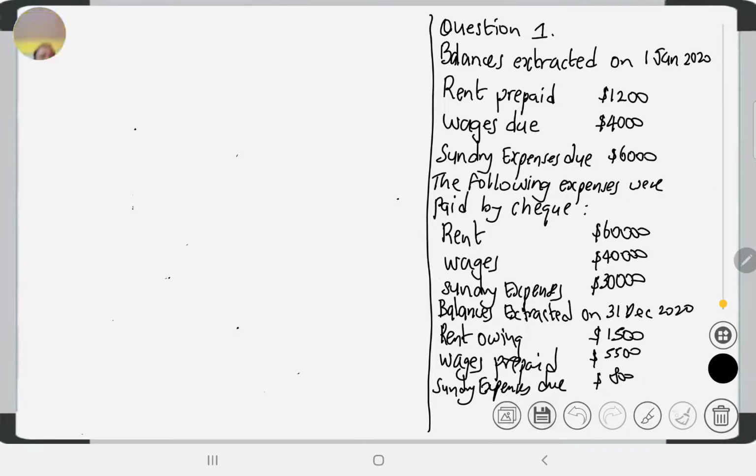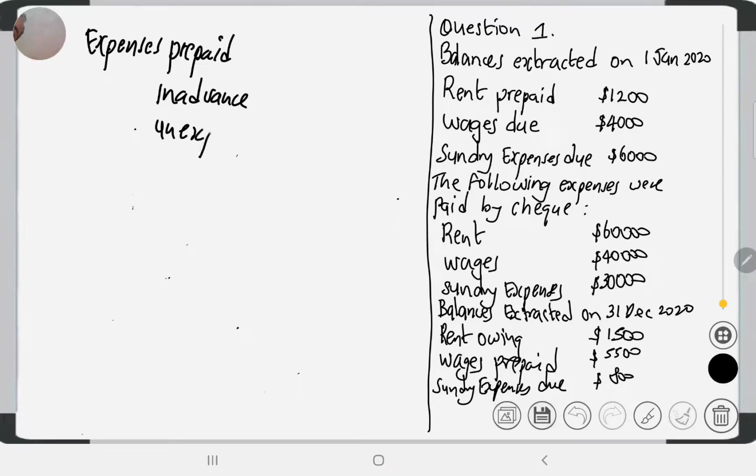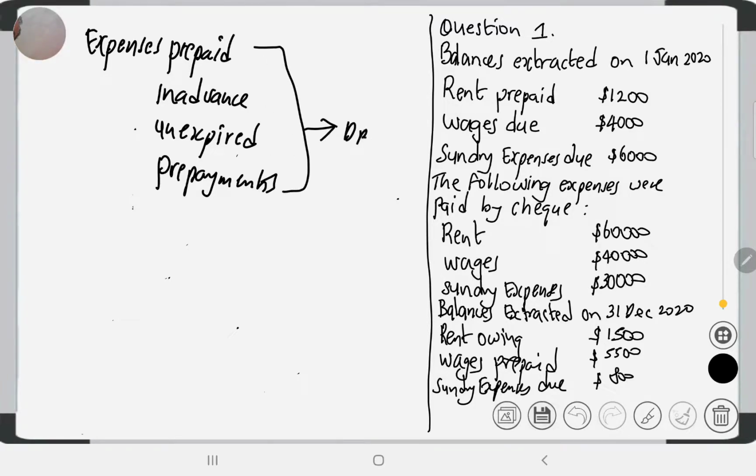Now let us see. Expenses prepaid. Another name for prepaid, in advance, and expired, prepayments. These expenses, they will have a debit balance because they are assets, they represent assets.